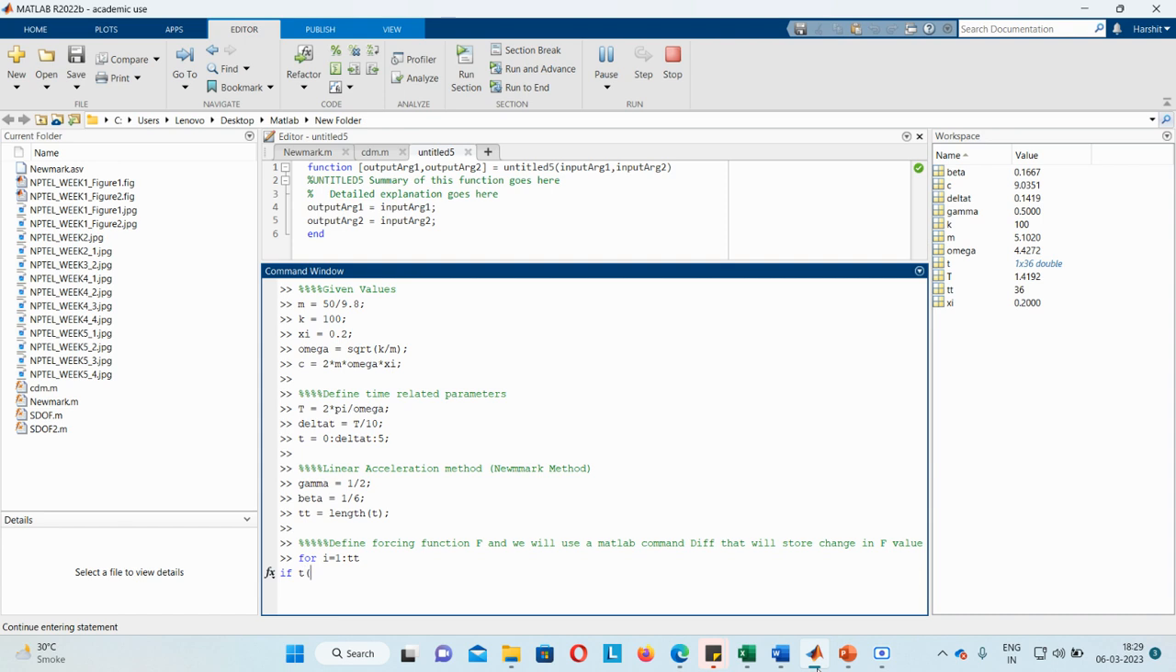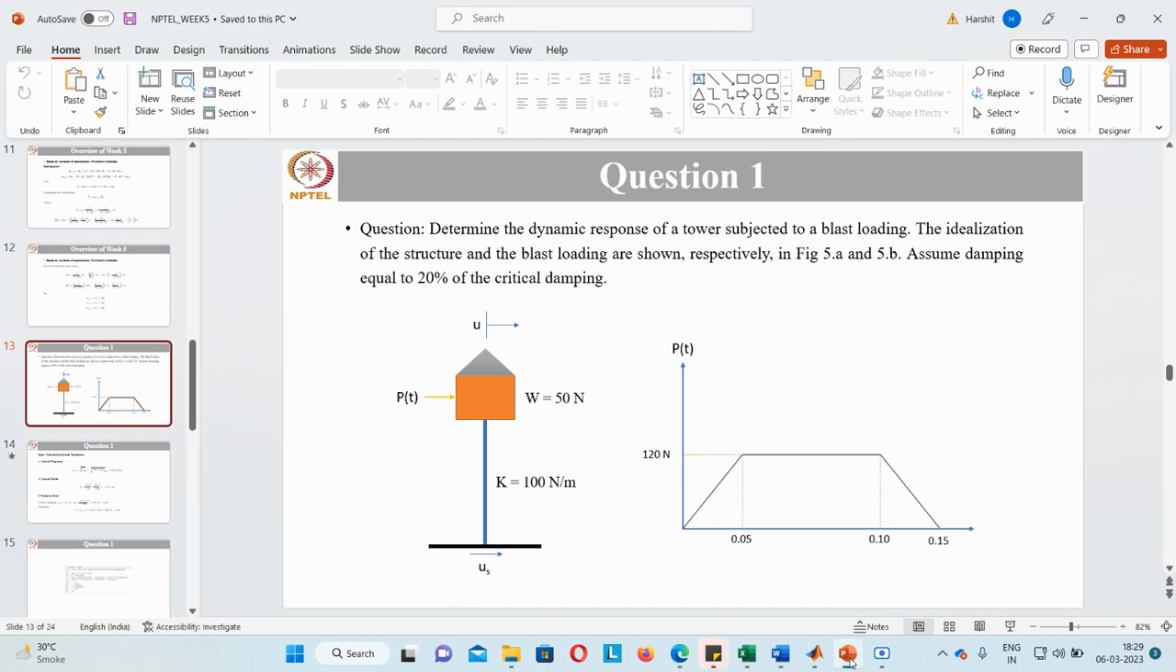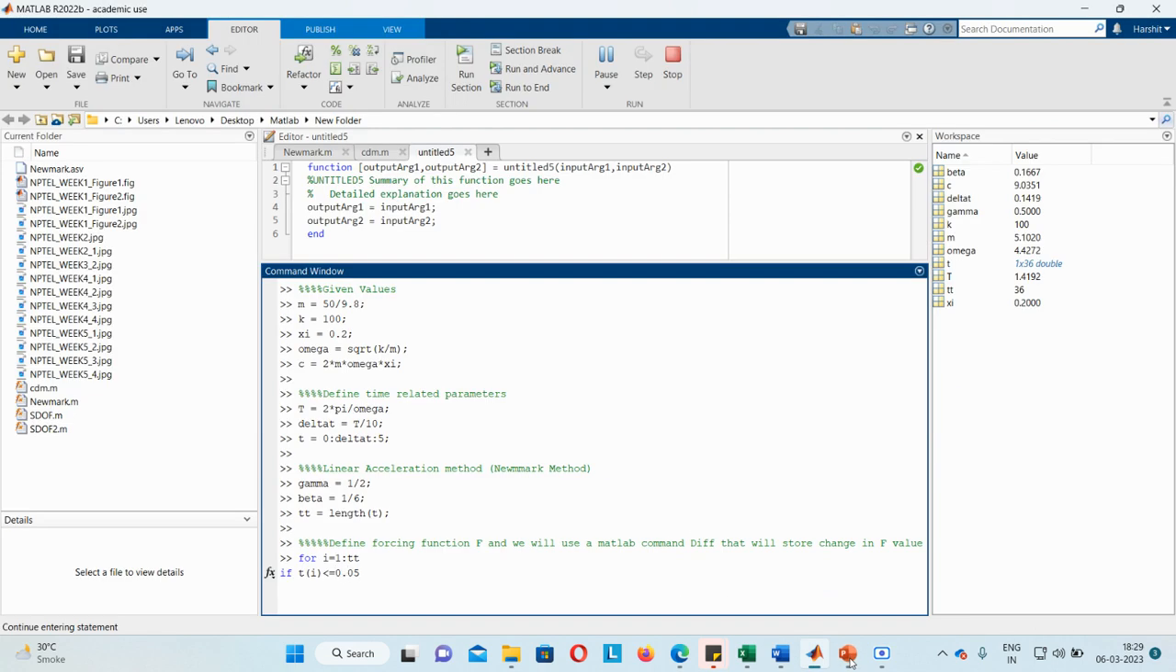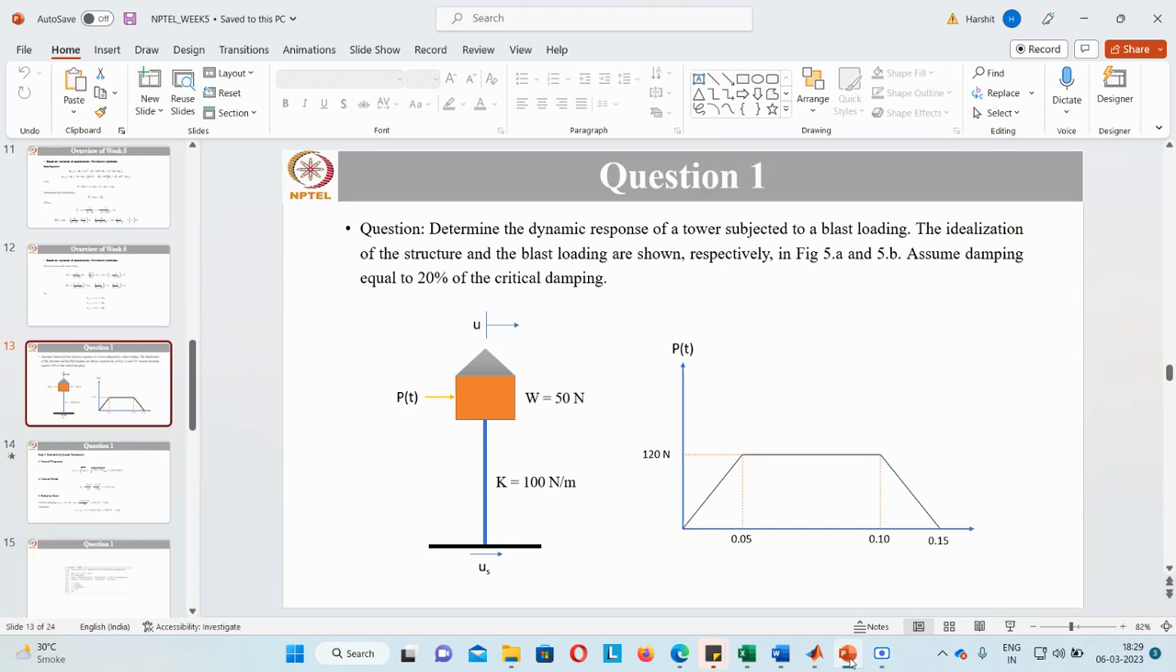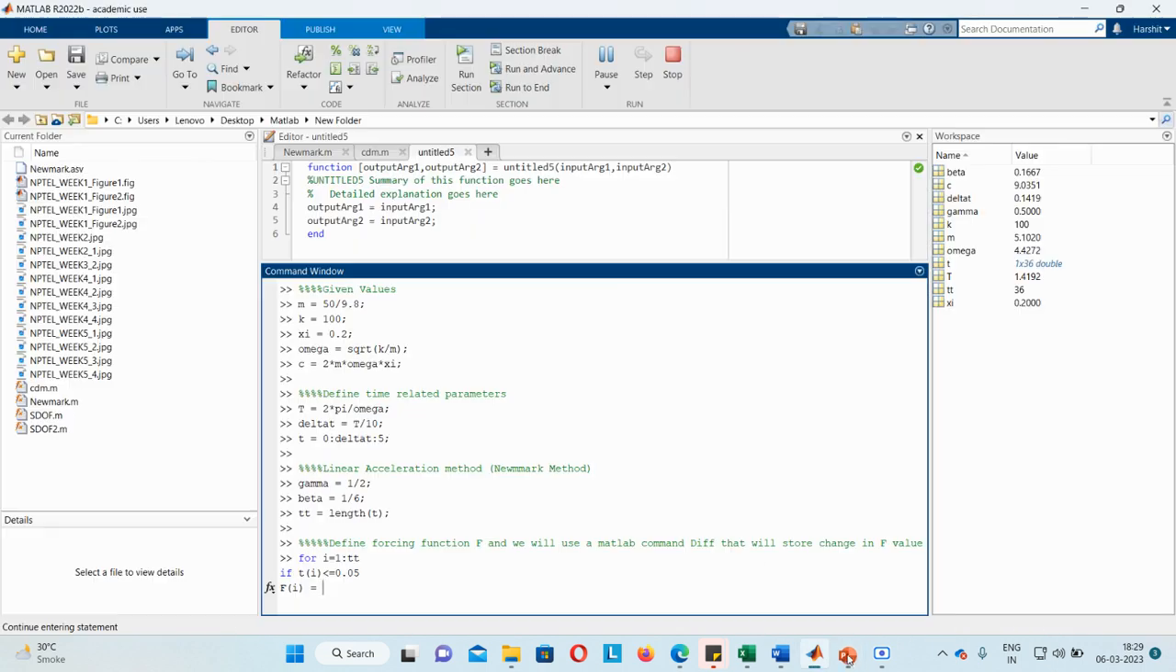If my time is less than or equal to 0.05, my forcing function will be given by a linearly increasing line, y is equal to mx, where m will be 120 upon 0.05. So f will be equal to 120 into t of i, the x-axis, divided by 0.05. This is when the time is less than or equal to 0.05 second.